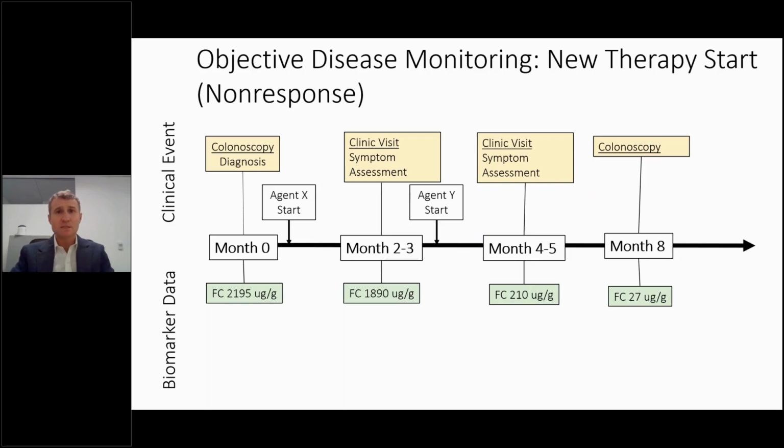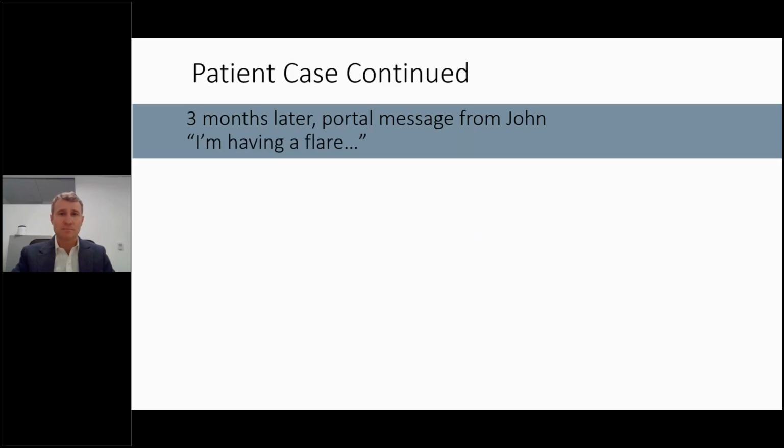So basically restarting that clock every time there's a change in therapy and monitoring that very closely with a combination of symptoms and biomarkers. So let's say in this scenario, John enters clinical, endoscopic, and biochemical remission. We all high five and cheer that we've hit our gold standard monitoring outcome there. But 3 months later, you get a report from John that he thinks he's having a flare.